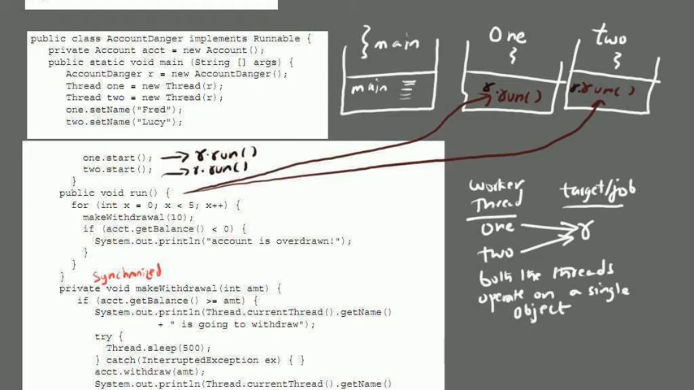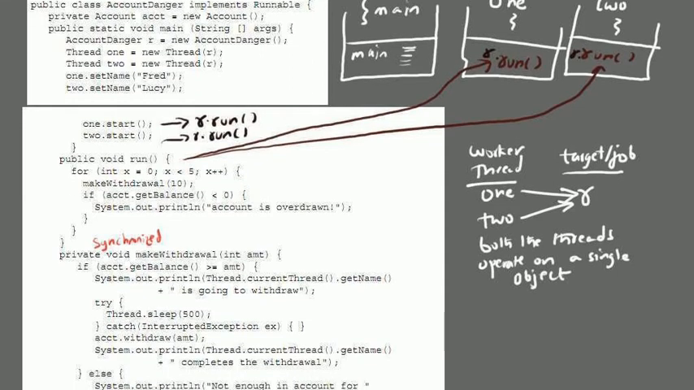So this is my main method in the main thread, and after executing these two statements, it would spawn two threads with run at the bottom of the stacks for both the threads, which are invoked on the same instance R. So my worker threads are 1 and 2, and the target or the job here is R. So both the threads are working on the same job.